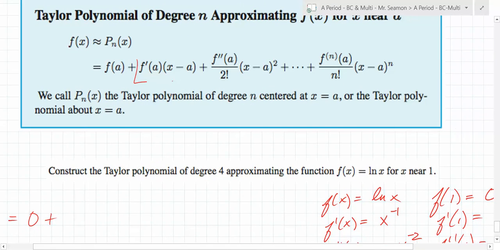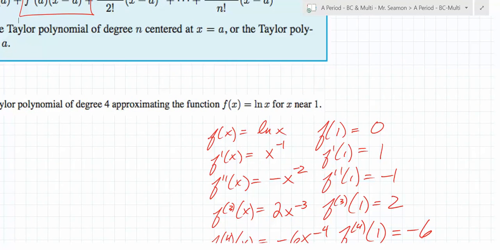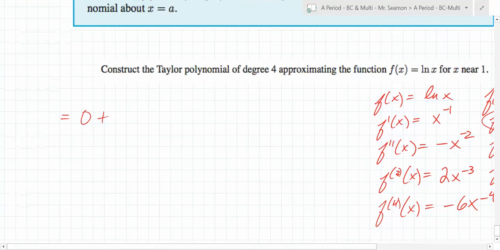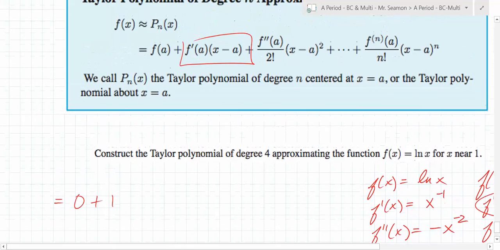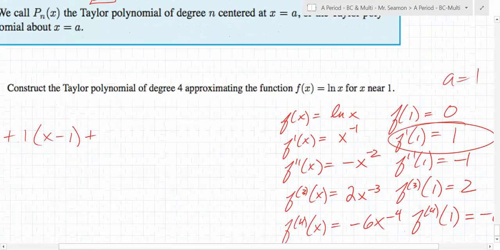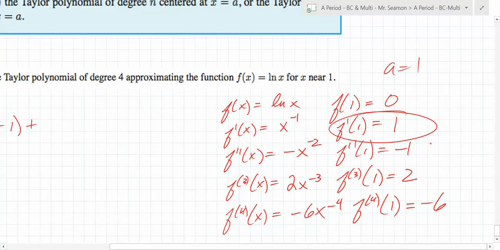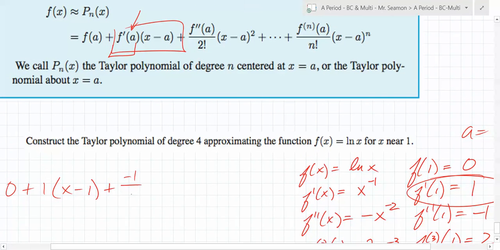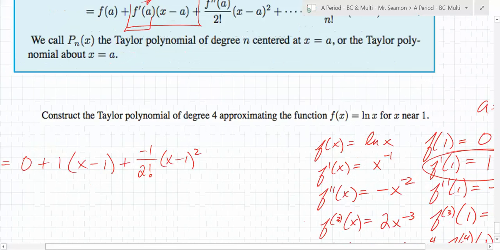plus, what's f prime of a? In this case, a was 1. So it's 1 again. Look up here. We just figured f prime of a was 1. What do we multiply it by? x minus 1. It was just x before because it was x minus 0. Plus, what's f double prime? Minus 1. So it's going to be plus negative 1 over 2 factorial times x minus 1 squared.